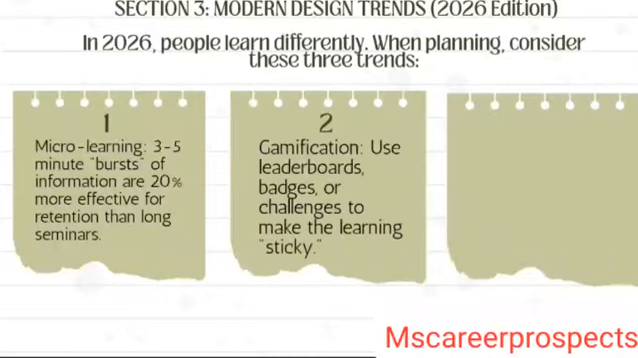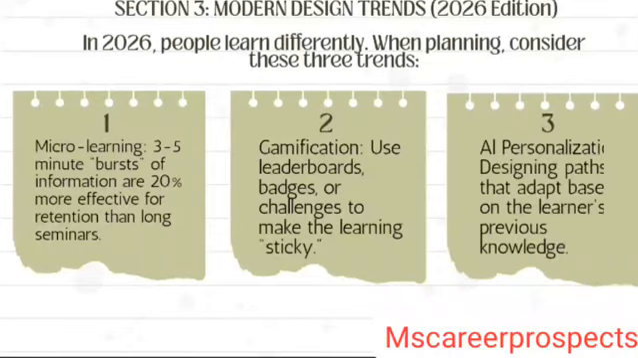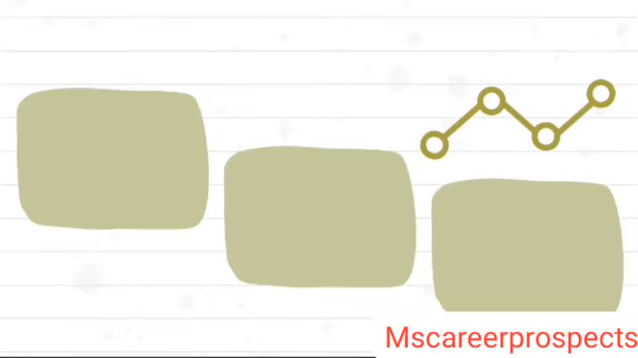2. Gamification. Use leaderboards, badges, or challenges to make the learning sticky. 3. AI personalization. Designing paths that adapt based on the learner's previous knowledge.